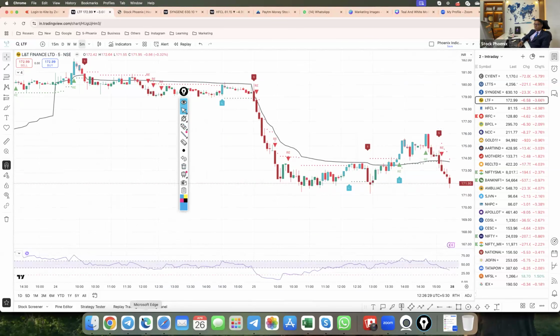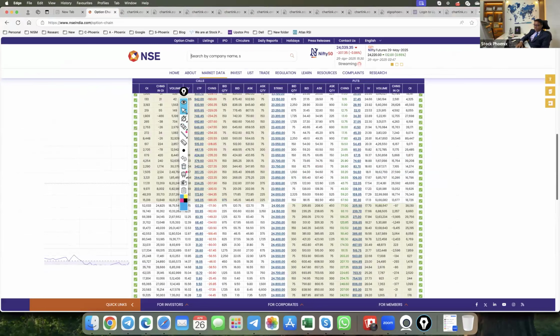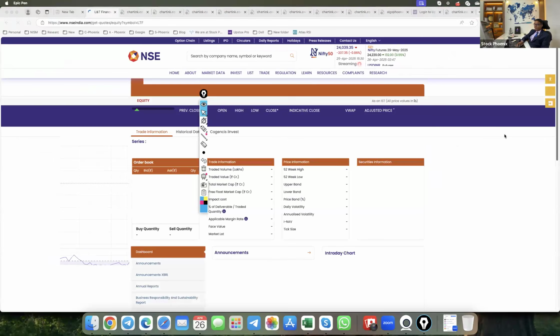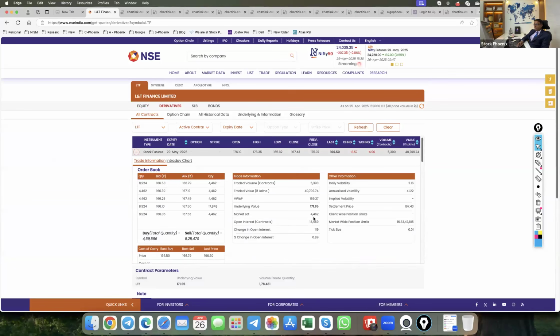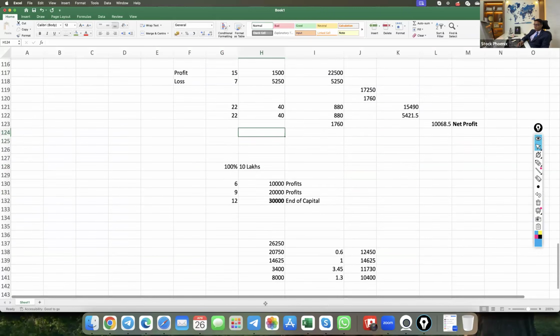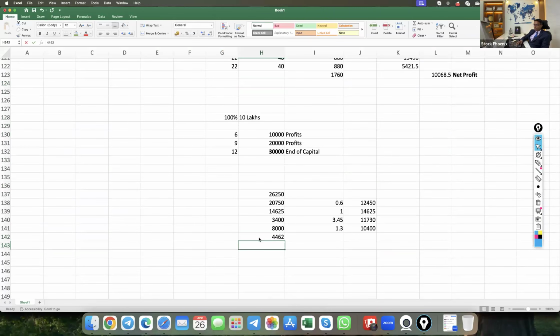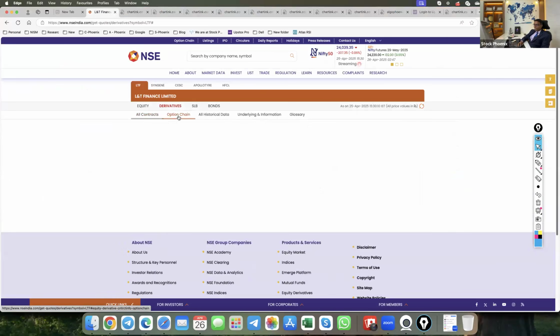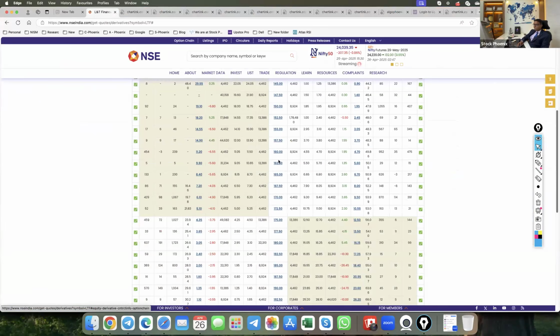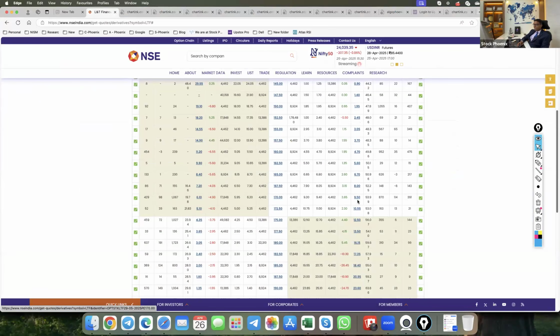Okay. Let's go to the option chain, LTF. So the lot size of LTF is 4,462. Now, when we are expecting a downtrend, I can go for the 170 put option or the 160 put option. 170 put option, what is the price? 9 rupees 50 paisa. Okay, it is the 170 put option.